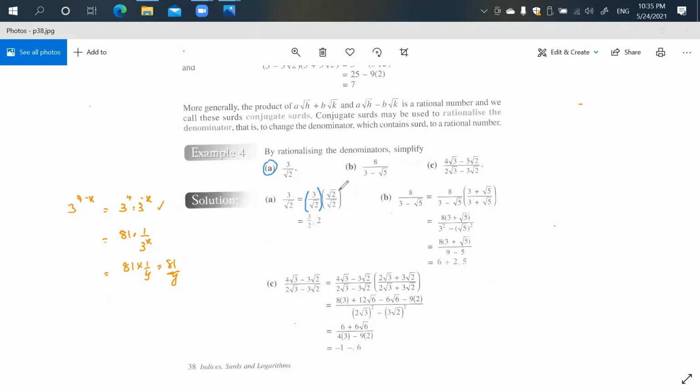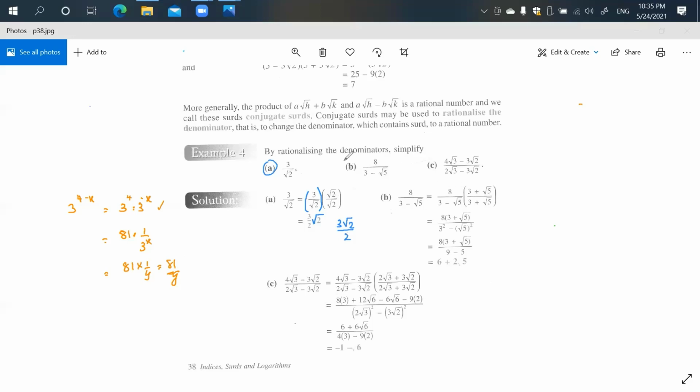So now once you have this, you just multiply it up. Top times top, 3 square root 2, and the bottom, square root 2 times square root 2 becomes 2. So it becomes 3 square root 2 over 2. They write it in this way, or you can write it this way, it doesn't matter. It's the same meaning, square root 3 times over 2. The question says either way can be used.